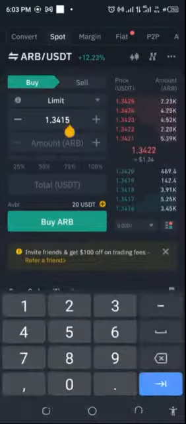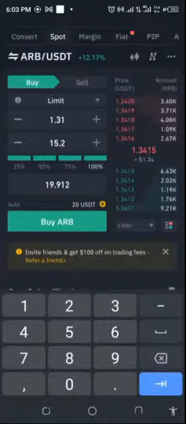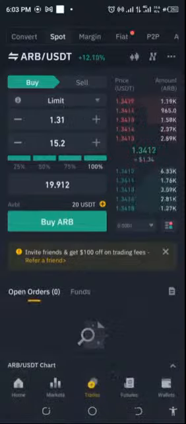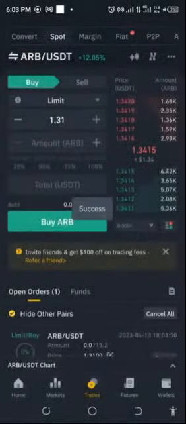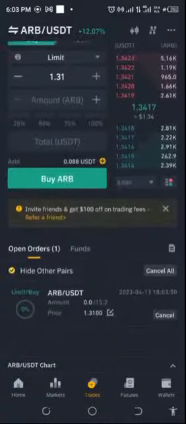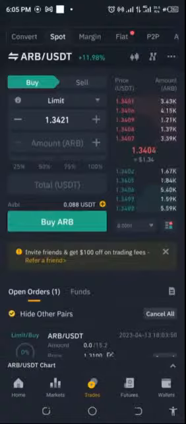Okay, let's go ahead and put 1.31. All right, let's do this. So I'm going to pick up the 100%. It's giving me 19.91. It's giving me 15.2. I go ahead and buy. Okay, so currently we're in the queue. Let's see how long this takes, and I'll be back to give you the results. See you shortly.